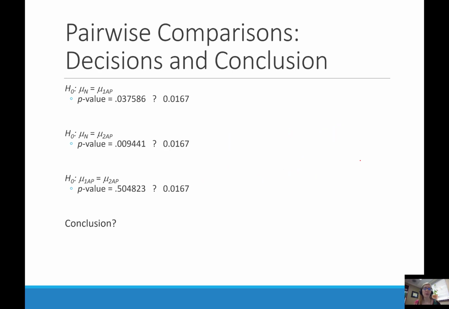We compare each p-value to 0.0167. Take a few minutes and determine whether each p-value is greater than or less than 0.0167. Please pause this video while you make this determination.